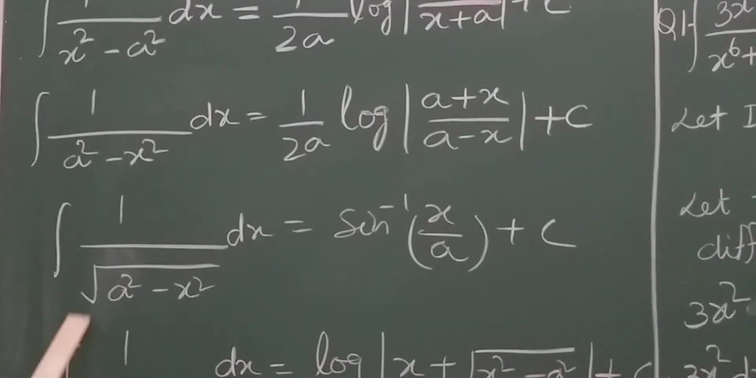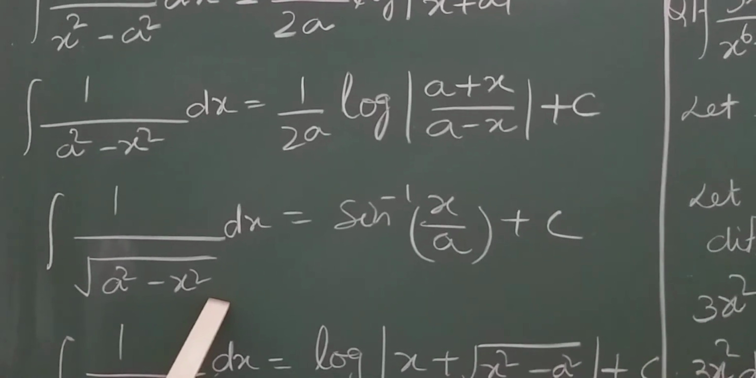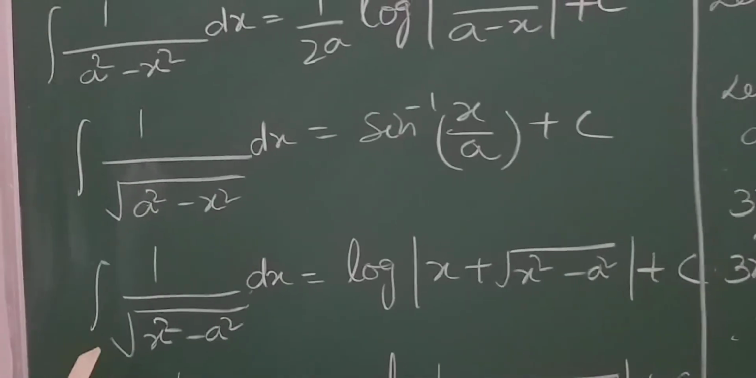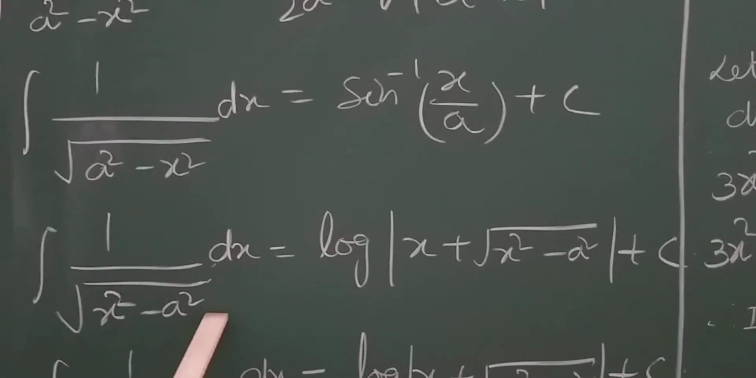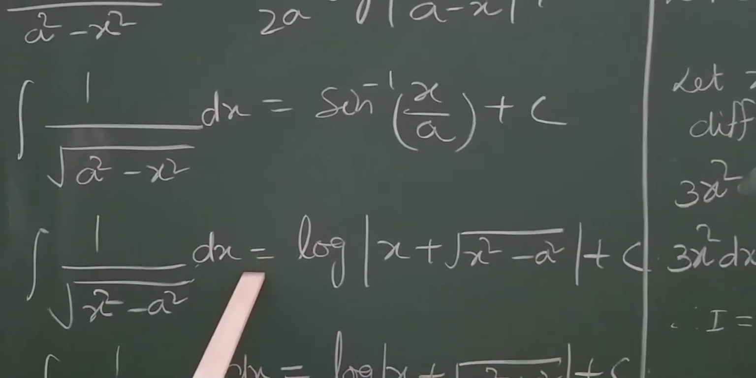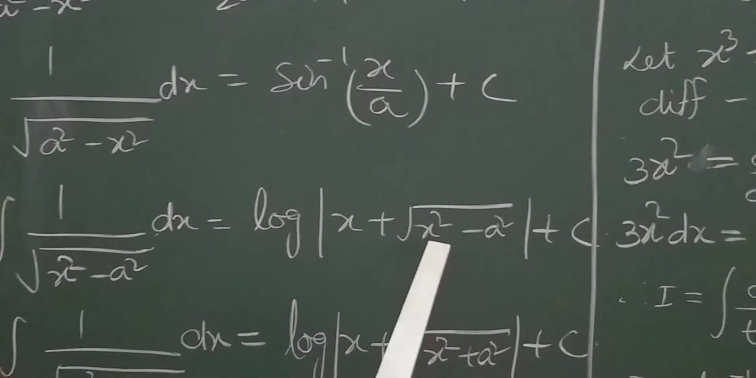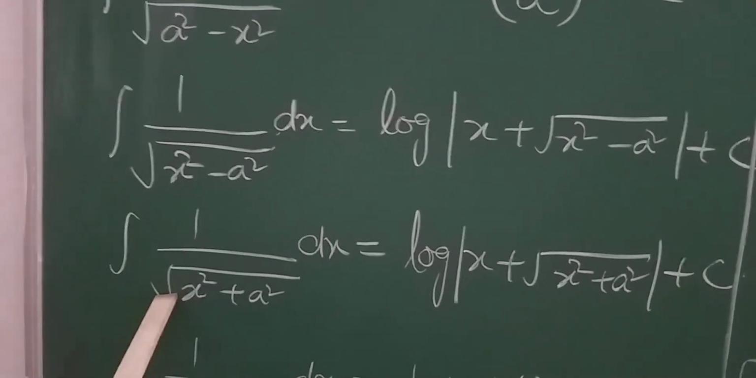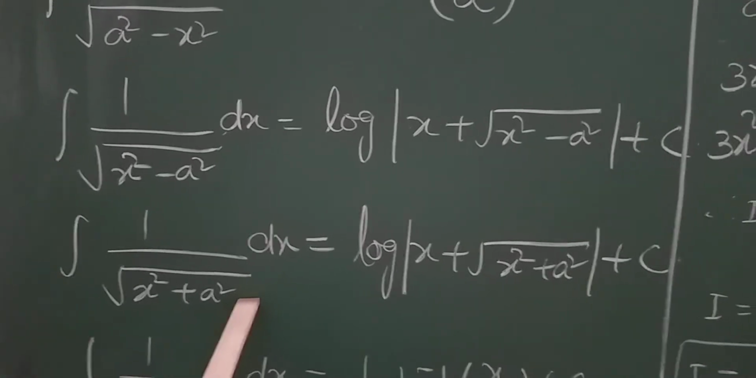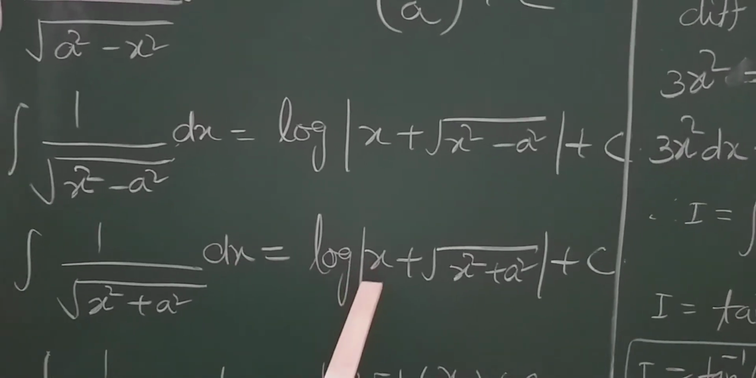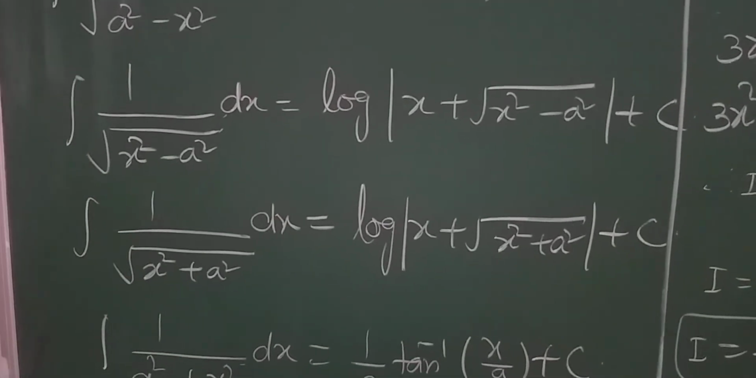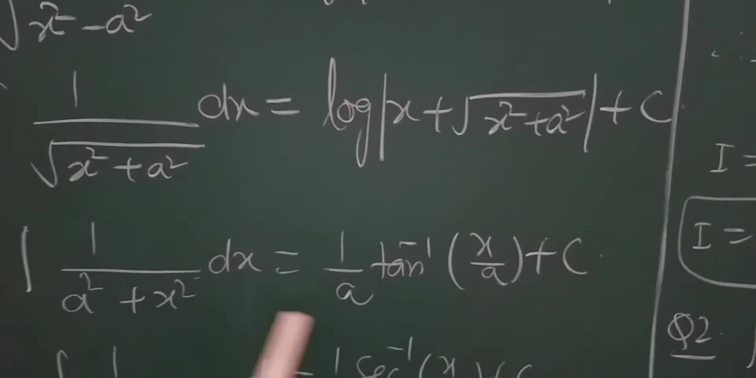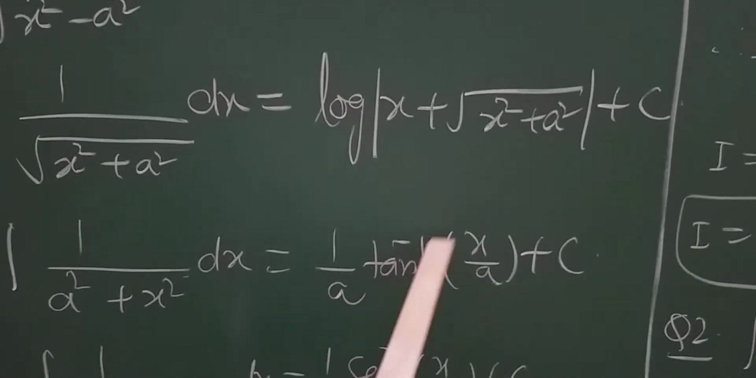Now students, integral of 1 upon root a square minus x square is sine inverse x upon a plus c, and integral of 1 upon root x square minus a square with respect to x equals log of x plus root x square minus a square plus c, and integral of 1 upon root x square plus a square dx equals log of x plus root x square plus a square plus c, and integral of 1 upon a square plus x square with respect to x is 1 upon a tan inverse x upon a plus c.